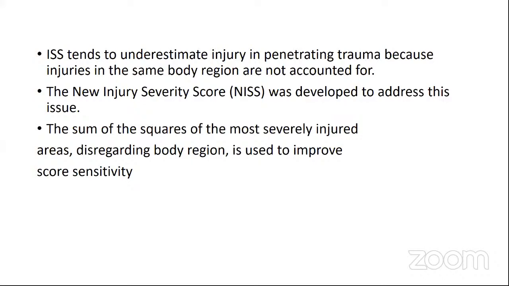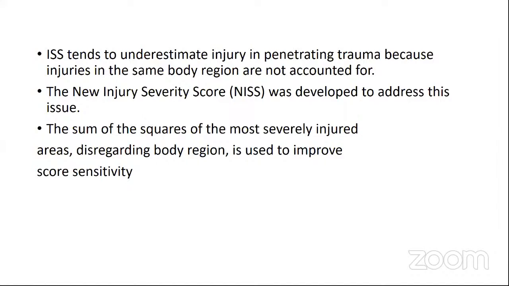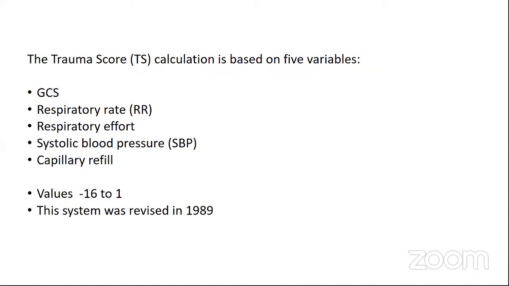If there are multiple injuries over the abdomen, we'll take it as 2, add it to the score, and calculate the NISS score. So that is about the anatomical scoring system. Now we'll come to the physiological scoring system.